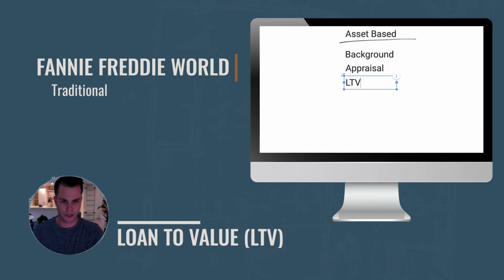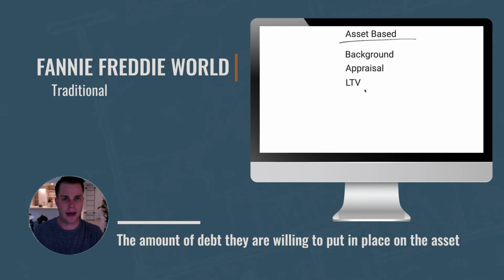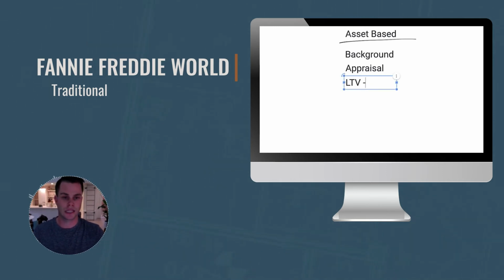We'll put LTV here. Loan to value essentially means the amount of debt that they're willing to put in place on that asset. Oftentimes in this lane it can be anywhere from 65 to 80%. Let's just say the home is worth $100,000. They would then give you a total loan amount of either $65,000 to $80,000, depending on what their product offering is, and that varies based on institution. That's just the way that they dictate it, and it comes out of the appraised value.